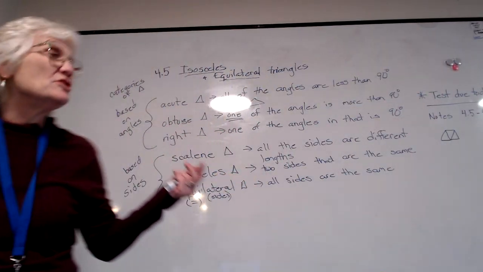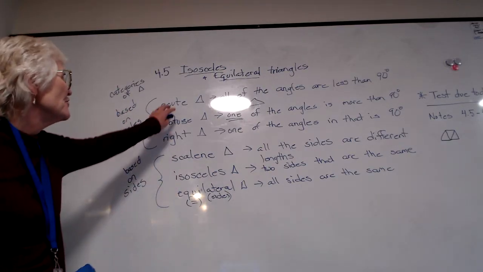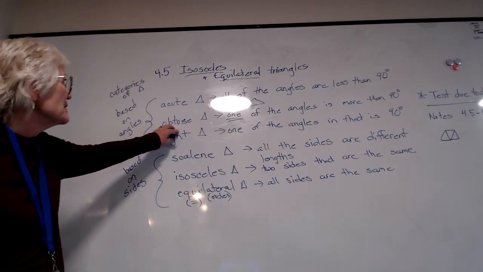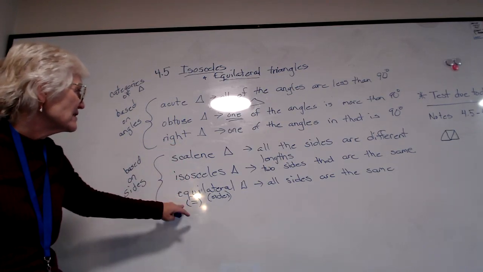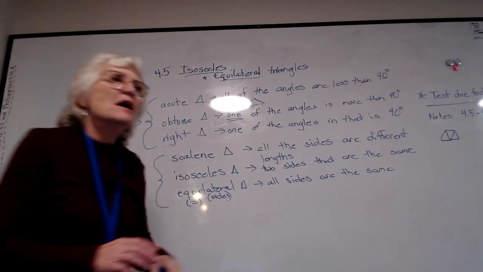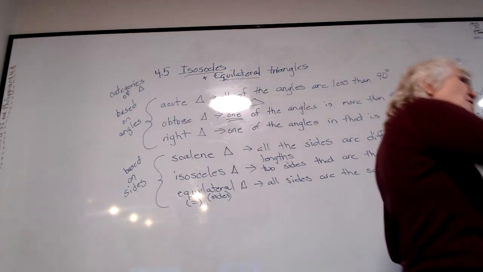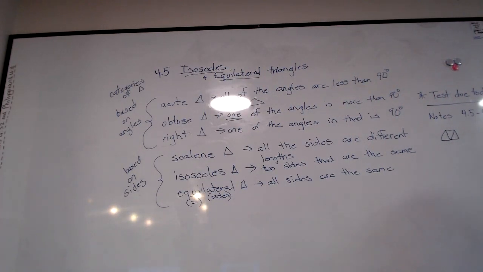So you should know how to classify. You should know what an acute triangle is, an obtuse, and a right. You should know a scalene, an isosceles, and an equilateral. But you now have them in your notes. So if you're taking a test and you forget, go back to your notes and look at our definitions. That's why we take notes, so in case you forget what it means, you can go back and look.